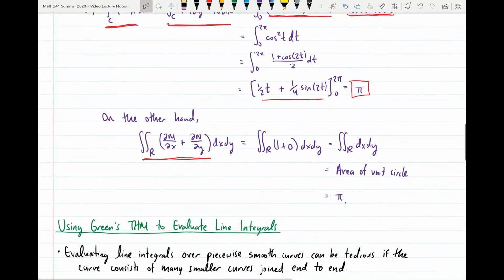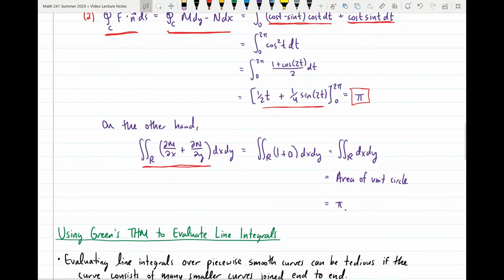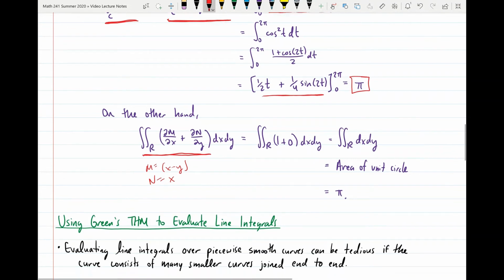And on the other hand, now if we look at the double integral of the appropriate partial derivatives over the region R, or the unit disk that's being bound or enclosed by the unit circle, the partial derivative of M with respect to x is going to be 1, and the partial derivative of N with respect to y is going to be 0. So remember that M is x minus y, and I think N is just x. So again, the partial derivative of M with respect to x gives us a 1, and the partial derivative of N with respect to y just gives us a 0.